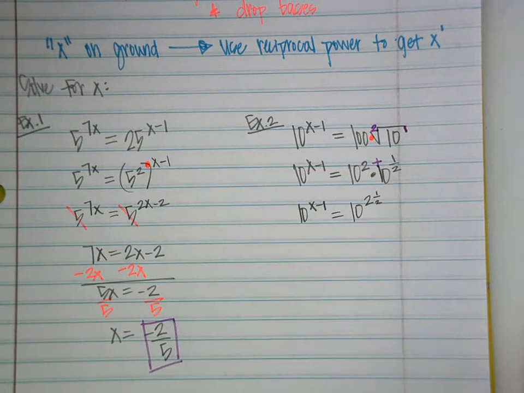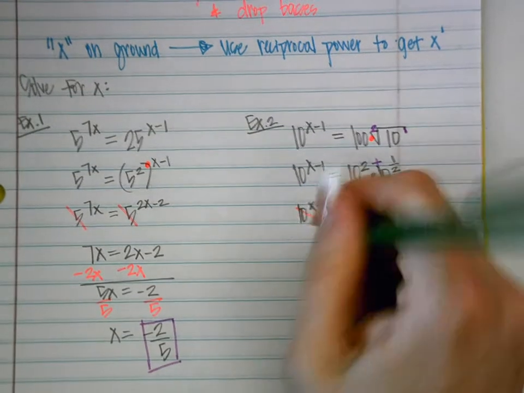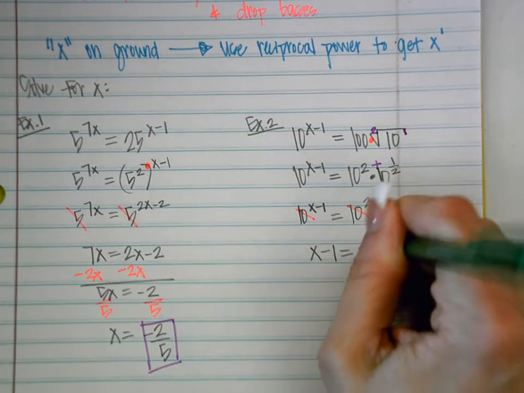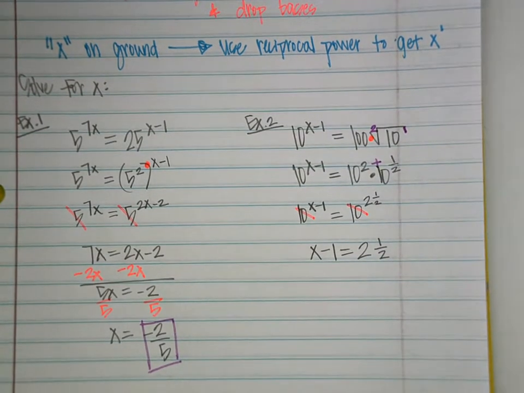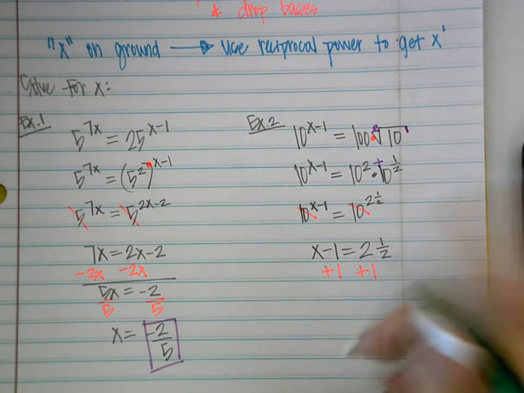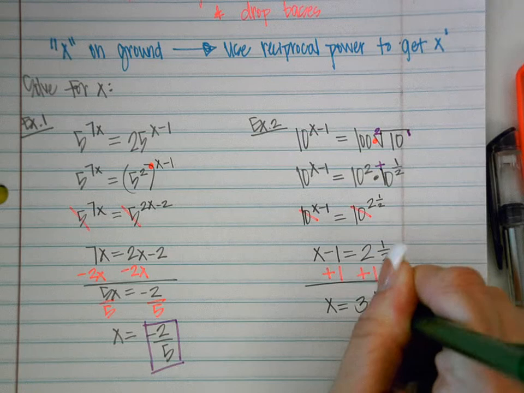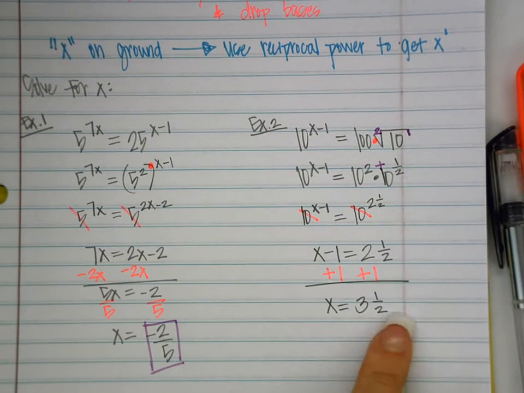Okay? Now that you have the same base, drop the bases and set the exponents equal to each other. So x minus 1 equals 2 and a half. How do you move this 1? Add it. What is 2 and a half plus 1? 3 and a half.